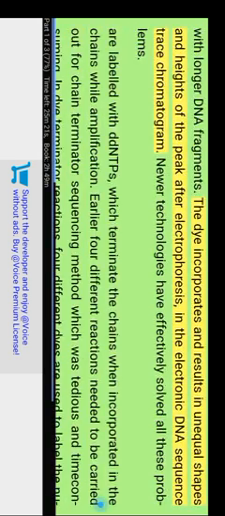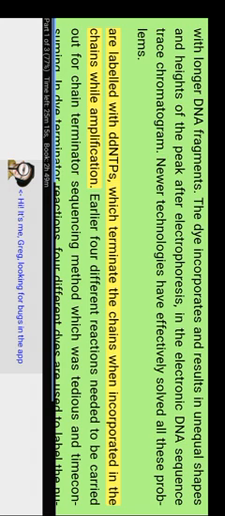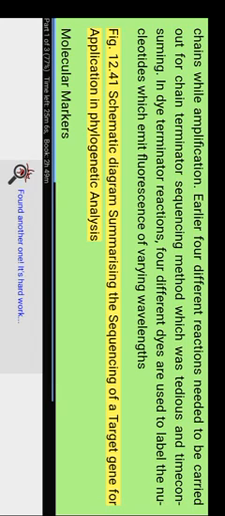The dye incorporates and results in unequal shapes and heights of the peaks after electrophoresis in the electronic DNA sequence trace chromatogram. Newer technologies have effectively solved all these problems. Nucleotides are labeled with ddNTPs, which terminate the chains when incorporated in the chains during amplification. Earlier, 4 different reactions needed to be carried out for the chain terminator sequencing method, which was tedious and time-consuming. In dye terminator reactions, 4 different dyes are used to label the nucleotides, which emit fluorescence of varying wavelengths. Figure 12.41: schematic diagram summarizing the sequencing of a target gene for application in phylogenetic analysis.